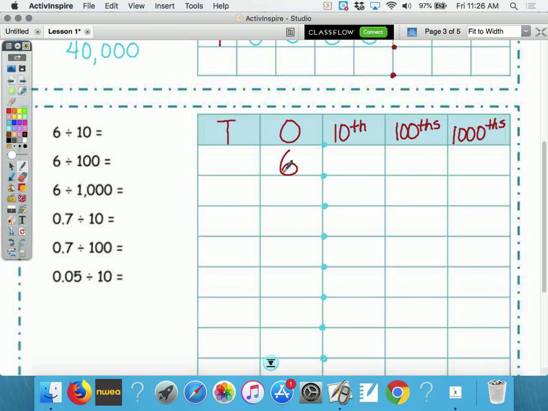Isamar, which way am I going to move my digit? To the right. How many place values? Just one. So I'm going to write divided by 10. And that's going to give me 6/10. Now I filled in with a 0 to help you write it. So how do you think you write 6/10? 0.6. Good. Okay. Now we're going to start with 6 ones again.